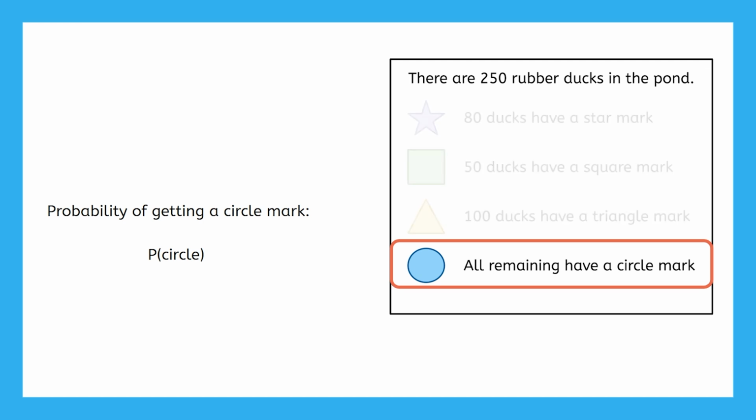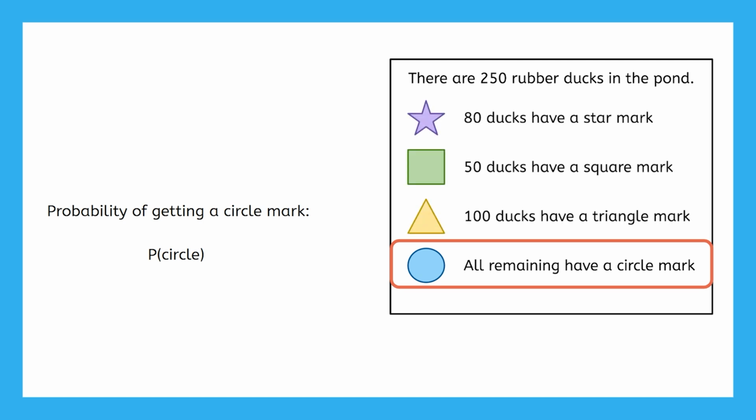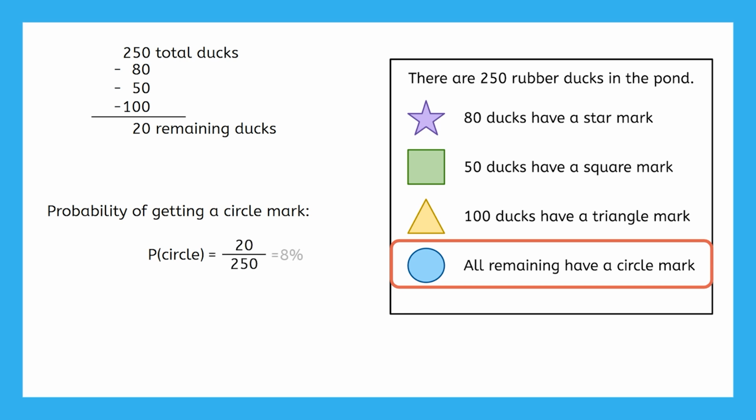So we know that there are 250 total ducks. If I take away the 80 with a star mark, the 50 with a square mark, and the 100 with a triangle mark, how many ducks are remaining that have a circle mark? 20. There are 20 ducks with circle marks, which makes P of circle 20 over 250, or 8%.